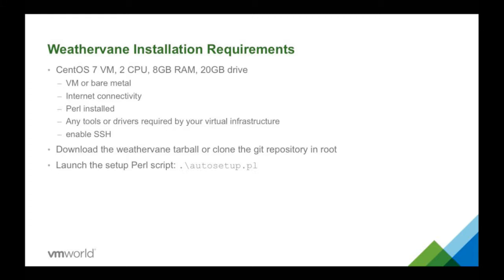You need to have internet connectivity, Perl, it uses Perl scripts, and the tools you need, of course, SSH to get in there. You can get the Weathervane tarball off the Git repository. You unpack it in root, or you clone it into root, and then you're going to launch that Perl script that's there. And then it installs. So as long as you have all your prerequisites on your CentOS VM, you've updated it, it's all ready to go, it's very, very simple.